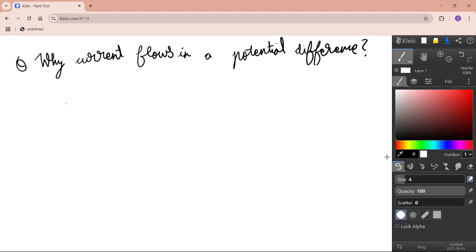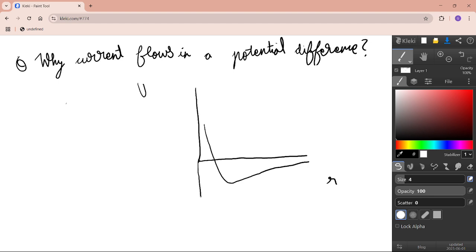You have atoms. See, if you have two molecules, we're not talking about atoms here. We're talking about just molecules. If you have two molecules, then this is the graph for the potential energy and the distance between those molecules. It goes something like this. Now, let's say this point is R naught, where the potential energy is the minimum.